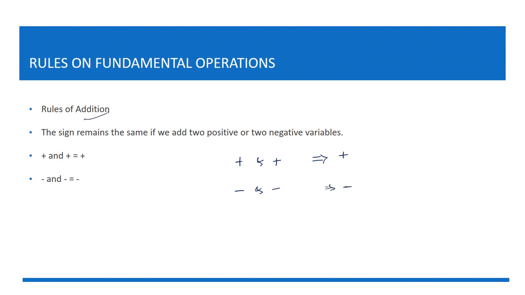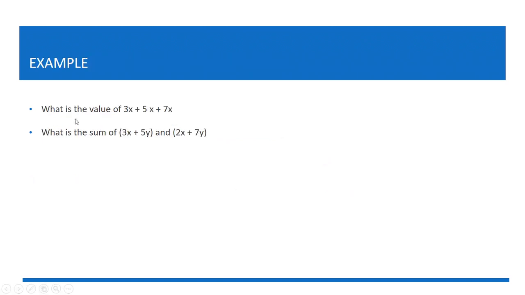These are the rules of addition. Let us check with an example. Now you want to find the value of 3x plus 5x plus 7x. Now you want to add: 7 plus 5 is 12, 12 plus 3 is 15, so 15x. The plus sign remains the same.